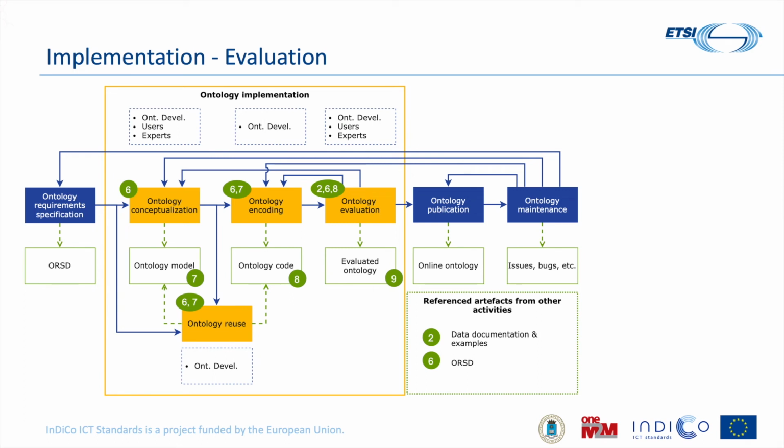Finally, once we have the ontology encoding, that is the implementation, both with the ontology we are developing and the ones that we are reusing, we should go through the ontology evaluation activity. For this activity, several tools are available. For example, one might want to check the ontology consistency, for which we can reuse existing reasoners.